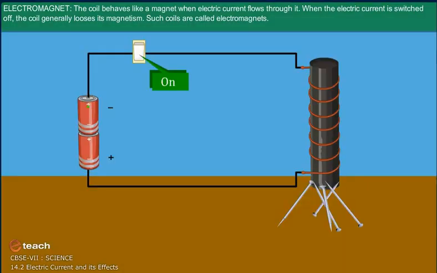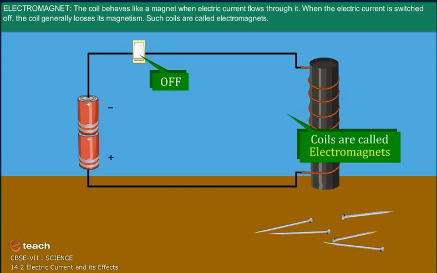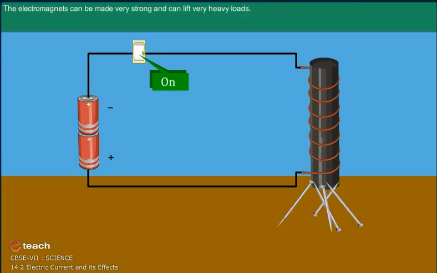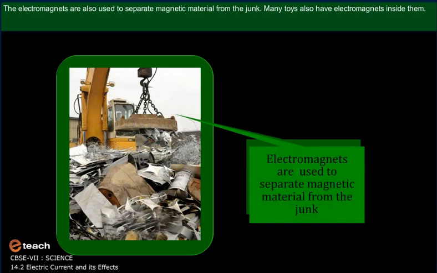Electromagnet. The coil behaves like a magnet when electric current flows through it. When the electric current is switched off, the coil generally loses its magnetism. Such coils are called electromagnets. The electromagnets can be made very strong and can lift very heavy loads. The electromagnets are also used to separate magnetic material from the junk. Many toys also have electromagnets inside them.